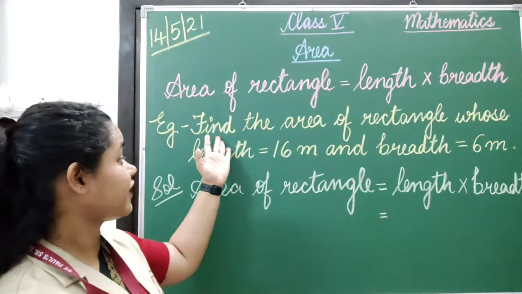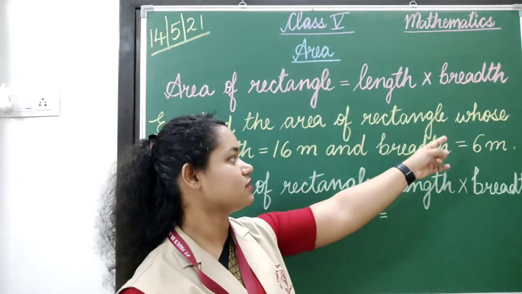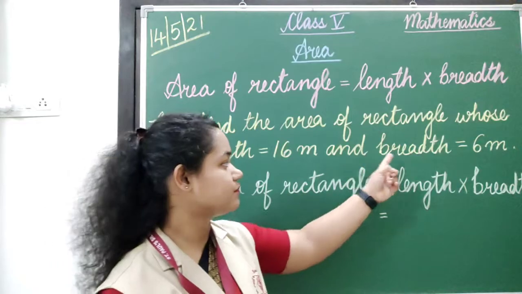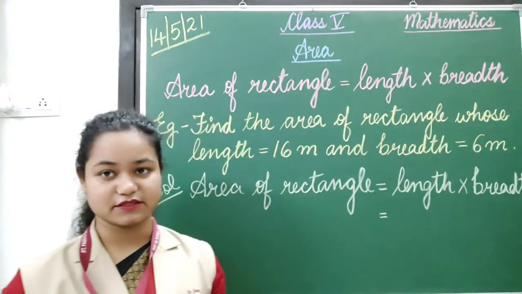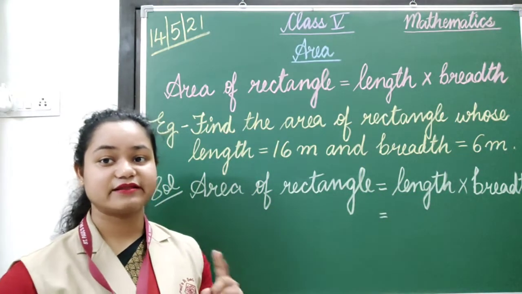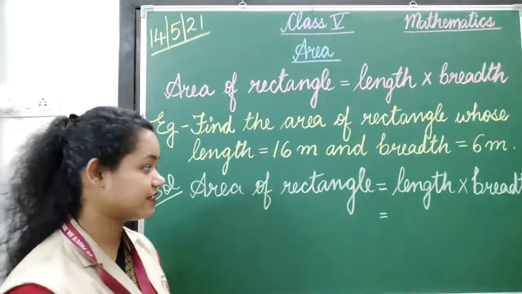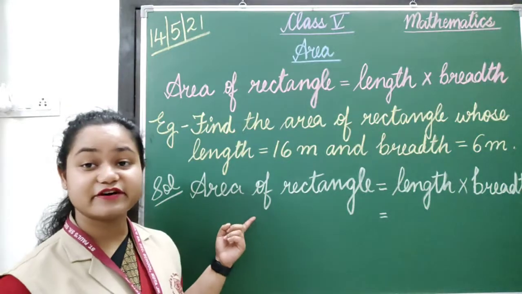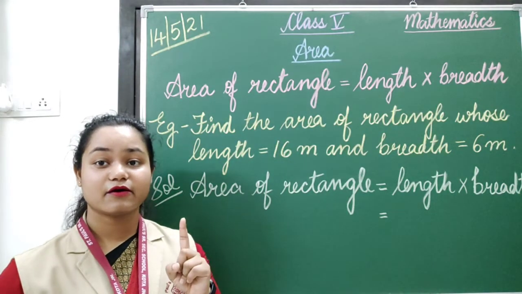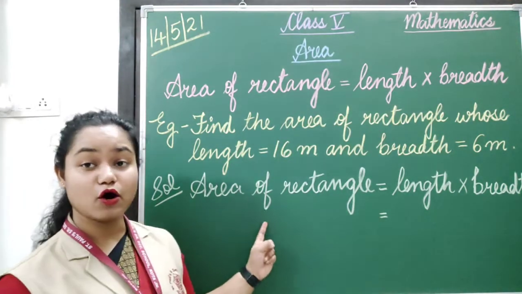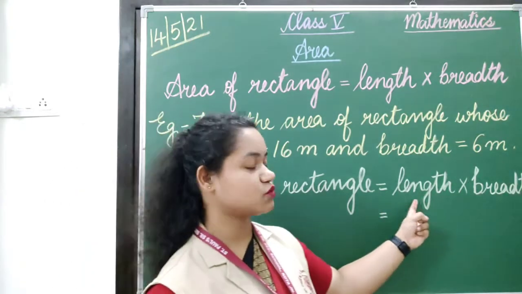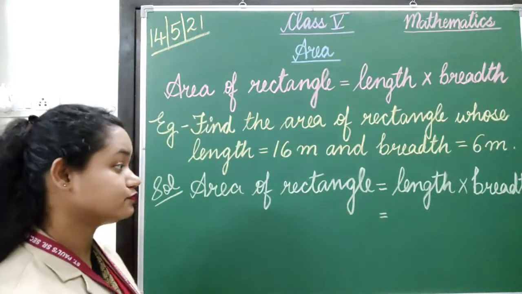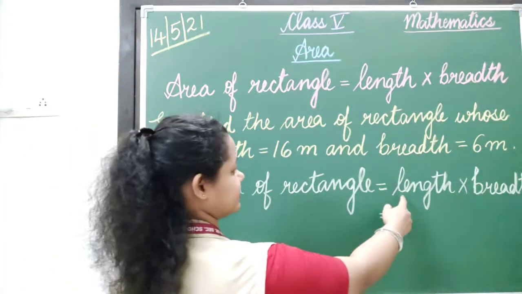Example is, find the area of rectangle whose length is equals to 16 meters and breadth is equals to 6 meters. Okay. So we have to find the area of rectangle. Yes. So for the solution, as I told you, the very first line should be your formula. So area of rectangle is equals to length into breadth. Yes or no? Yes.